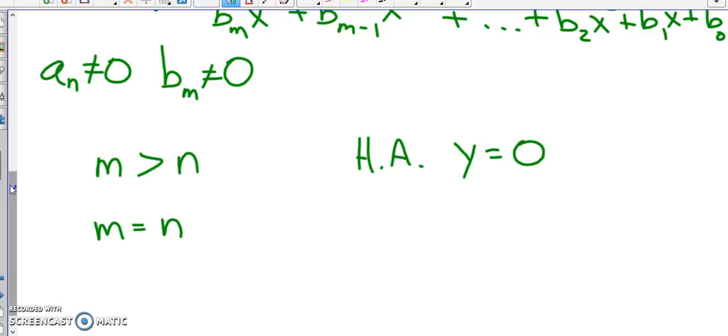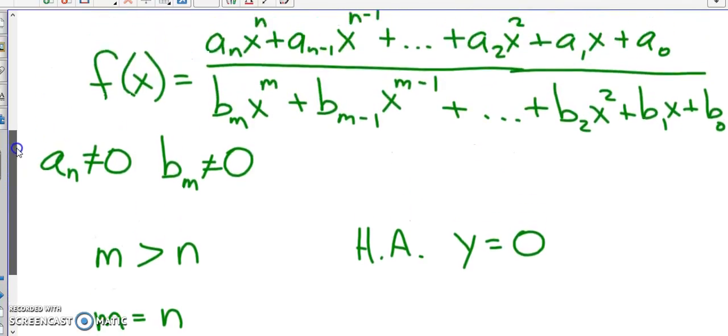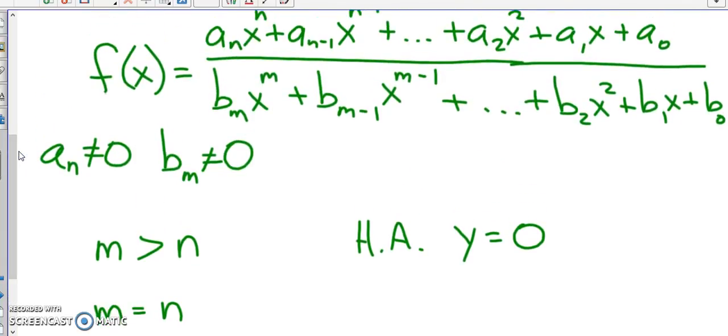So let's examine the case if n is equal to m. So that would mean that the two degrees are the same. So that would mean once you get out far enough, this an x to the nth and bm x to the nth are going to grow at the same rate. And you're not going to have to worry about all this other stuff, because if you remember back earlier in this section, once you get out far enough, that leading term is going to dominate, and that determines your end behavior, right?